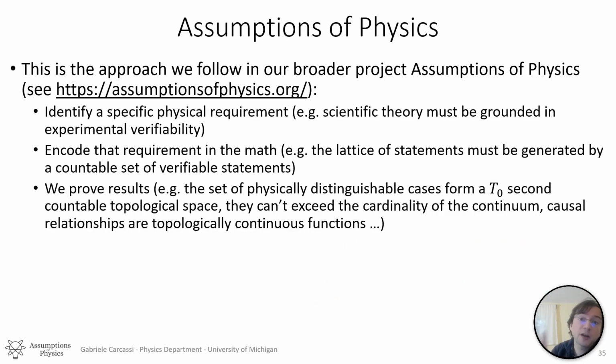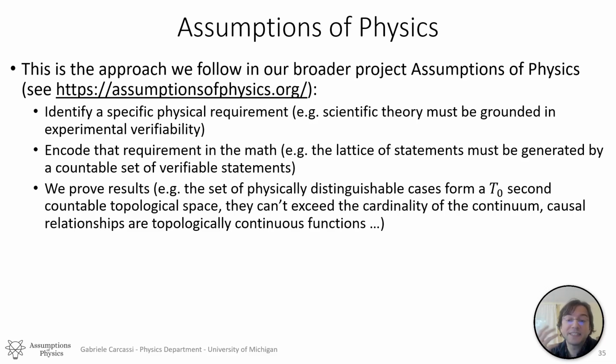And this is part of our bigger project called Assumptional Physics, which is sort of much more in detail the type of things that we have done in this presentation. You identify a specific physical requirement, for example, that a scientific theory must be grounded in experimental verifiability. We encode that requirement in the math. We have to understand mathematically how to express it. In that case, we basically say that every statement in the theory must be generated through ands or nots by a countable set of verifiable statements. Statements that have a test, and the test finishes in finite time and tells us the statement is true, if it is true. Once we have done that, we encode this in the math, and we get mathematical structure, and we can prove results in a mathematically clean way.